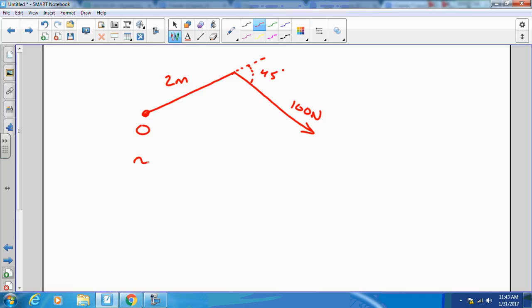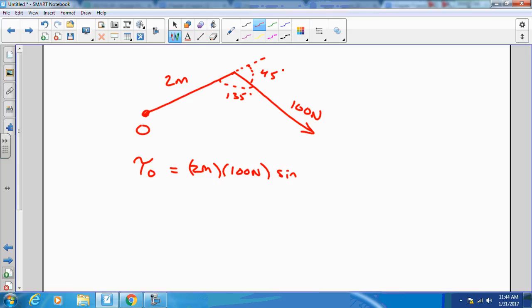We say that the torque exerted about point O is equal to 2 meters times 100 newtons, force times distance, times the sine of the angle between. The question people sometimes have is, do I use the 45-degree angle here, or do I use the 135-degree angle that's caused by that? Good news, it doesn't matter.